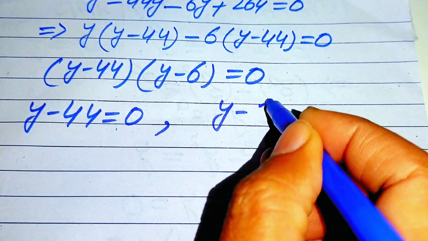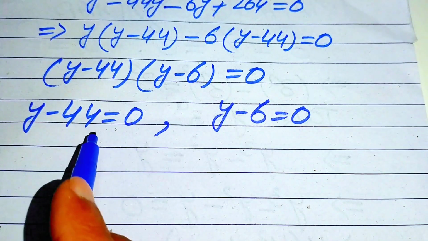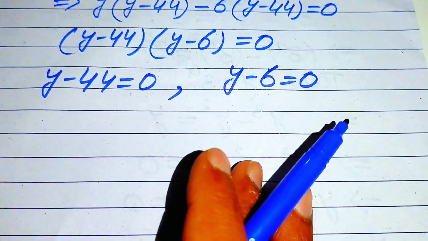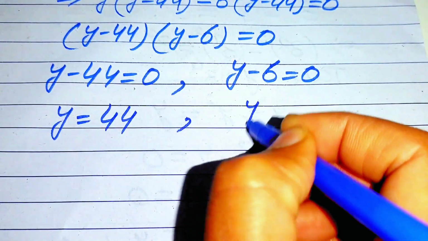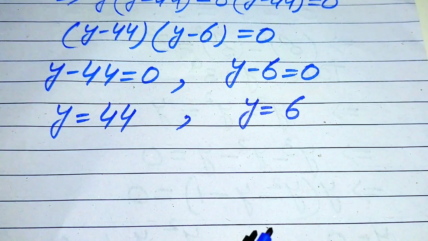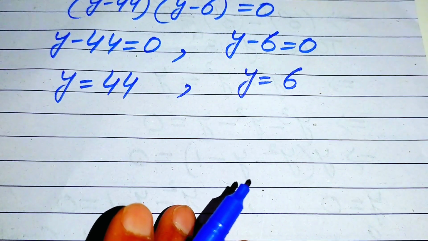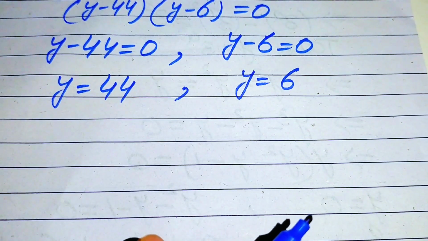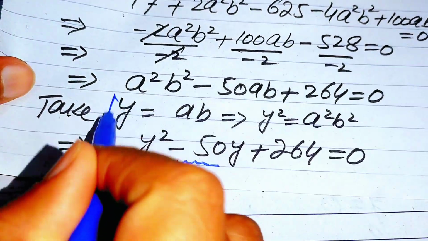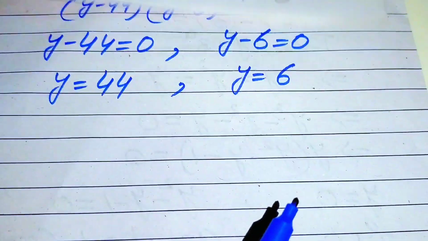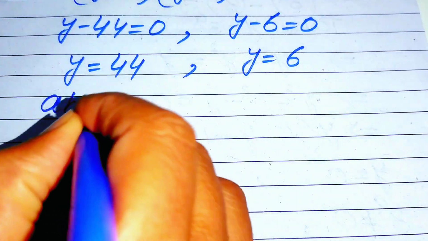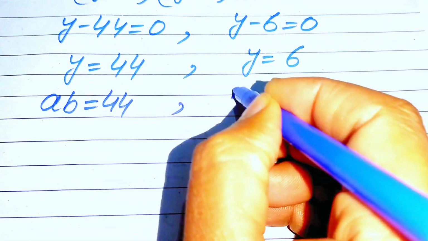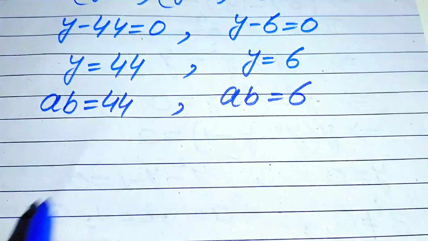So now we set these two factors equal to 0, and it will be written as y minus 44 equals 0 and y minus 6 equals 0. So in the first factor we get the value of y is 44, and in this factor we get the value of y equals 6. And now we back substitute the value of y, where y equals ab, and we get ab equals 44, and in this case we get ab equals 6.